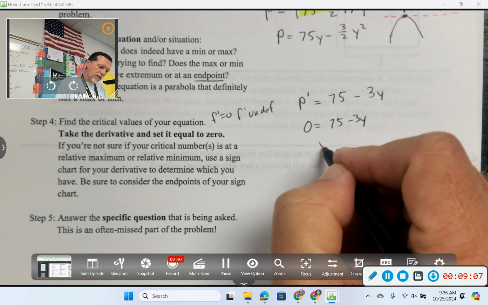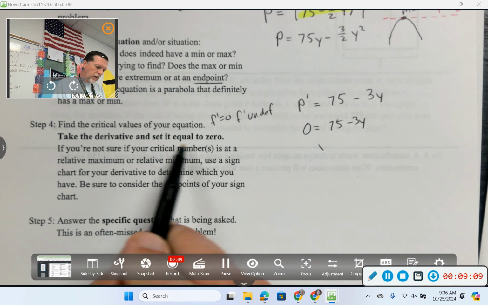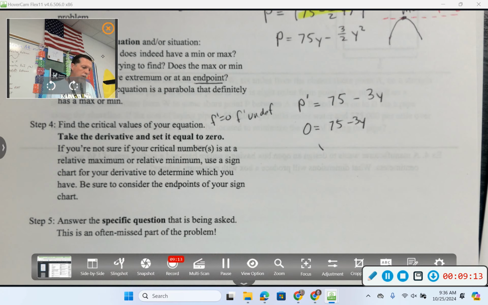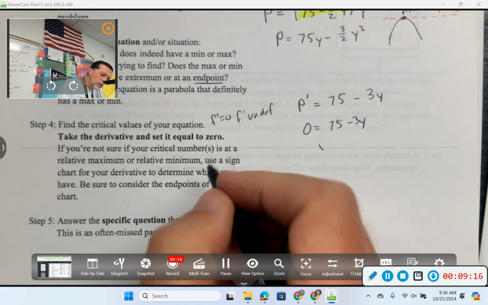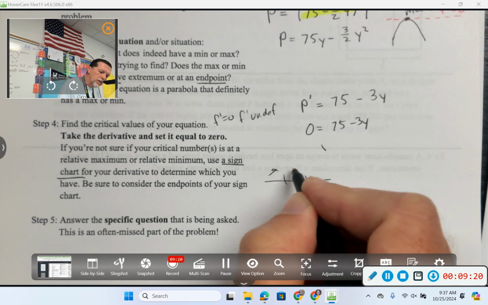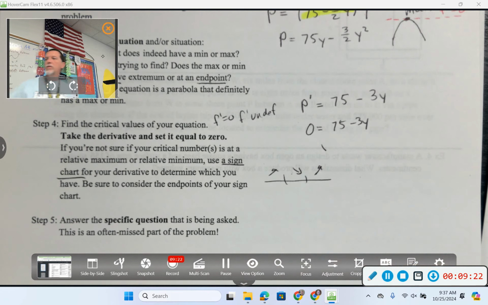So we move things around. Oh, let's read a little bit here. Take the derivative, set it equal to 0. We did that. If you're not sure if your critical number is a max or min, then you do the sign chart thing, where you can do increasing, decreasing, to figure out who's a max and who's a min.